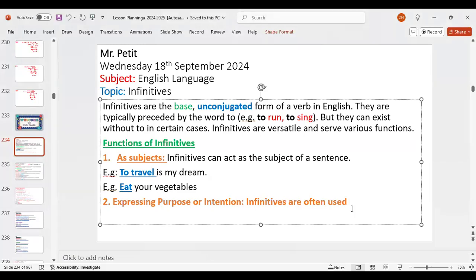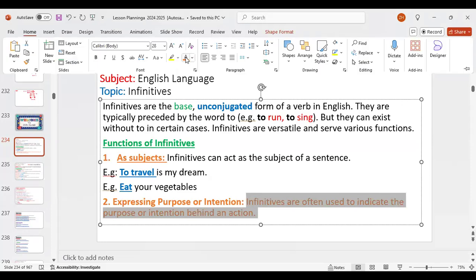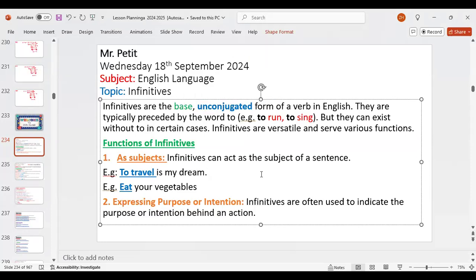Infinitives are often used to indicate the purpose or intention behind an action. Write this down for me, please. And this is very true. So if you want to state the reason why you did something, you typically would use an infinitive to do it. I'll give an example.